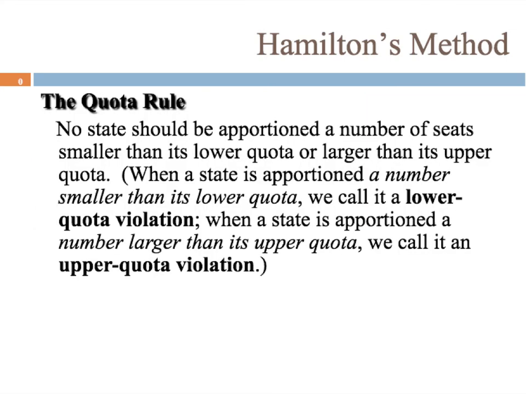Alright, which brings us to our last thing in this section, the quota rule. No state should be apportioned a number of seats smaller than its lower quota or larger than its upper quota. When a state is apportioned a number smaller than its lower quota, we call that a lower quota violation. And when a state is apportioned a number larger than its upper quota, we call it an upper quota violation.